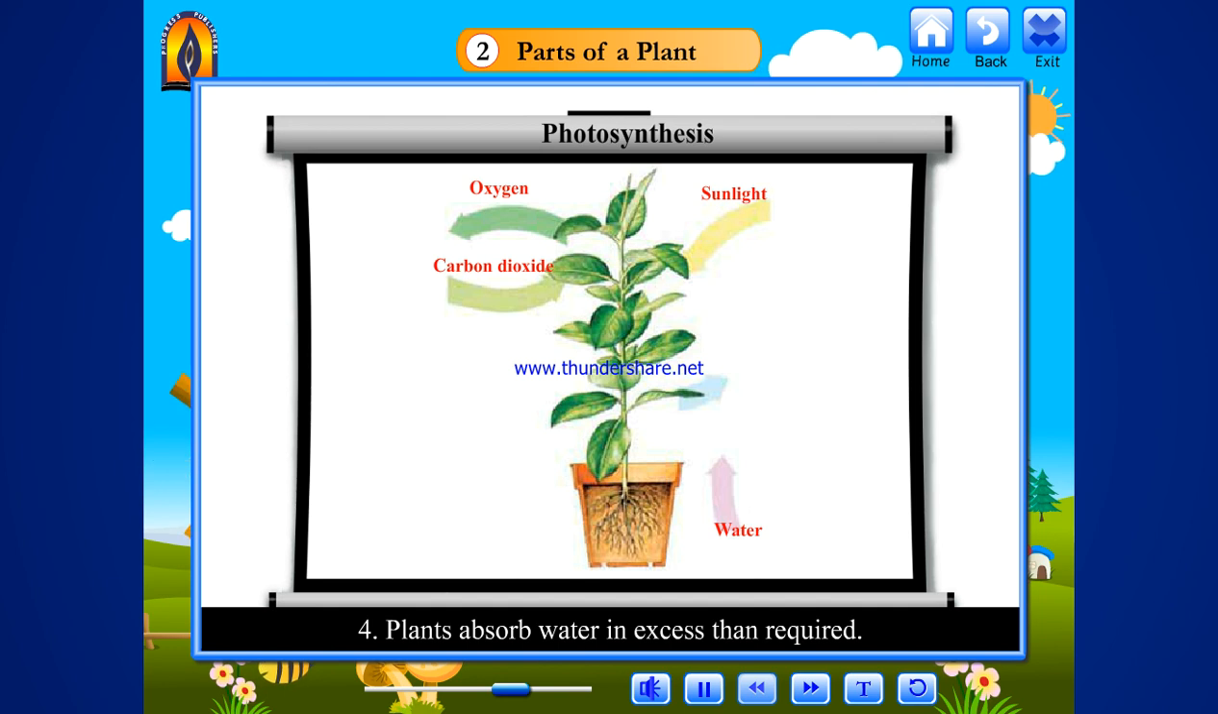4. Plants absorb water in excess than required. This excess water is given off in the form of water vapor through stomata. This process of giving off excess water through leaves is called transpiration.